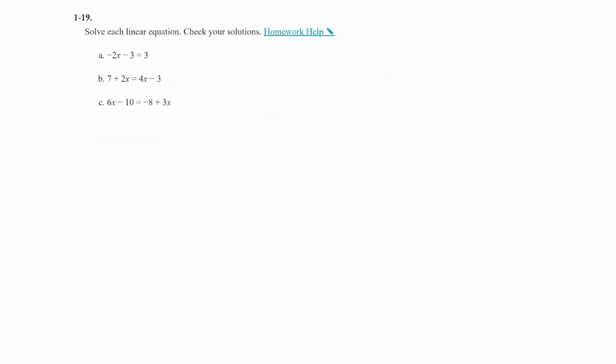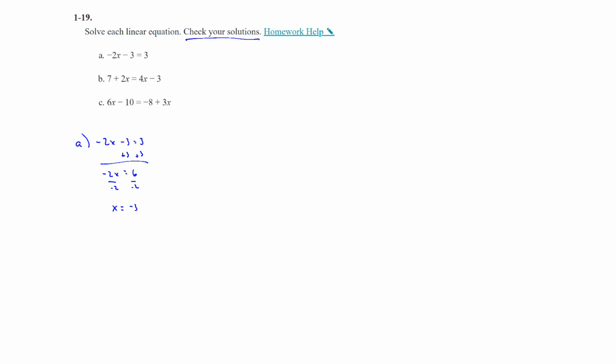Question 19. Solve each linear equation. Check your solution. So we need to make sure that we check our solutions on each of these. So part A, we have negative 2x minus 3 equals 3. The first thing we want to do is get the variable term by itself. So I'm going to add 3 to both sides. That will give me 6 on the right hand side, and now we can divide both sides of the equation by negative 2, and x would be equal to negative 3.